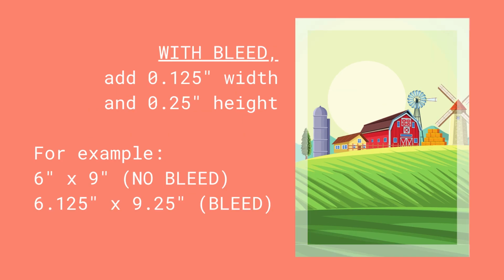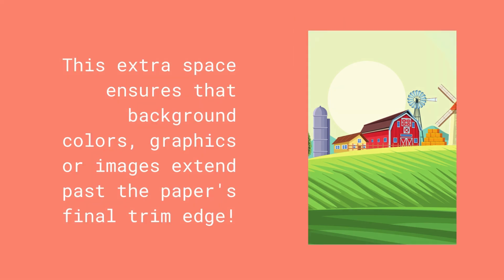When you are working with bleed, an extra 0.125 inches is added to the width and 0.25 inches is added to the height. So in the example of a 6x9 no bleed document, this size will be bumped up to 6.125 by 9.25 to add bleed. This extra 0.125 inches and 0.25 inches is added so that it can be sliced off for a really beautiful, clean, printed result.